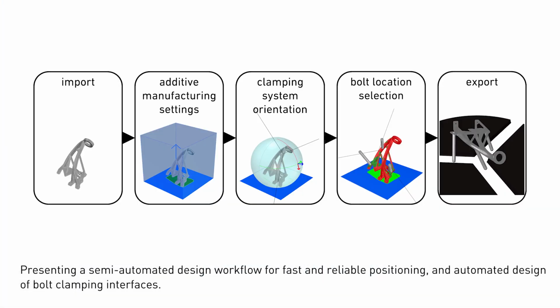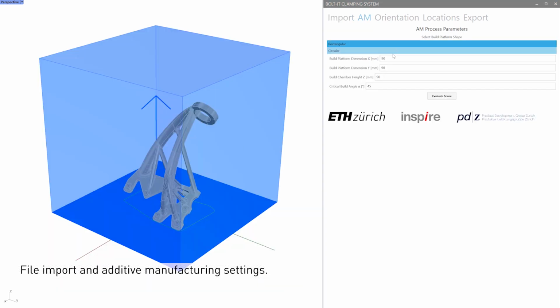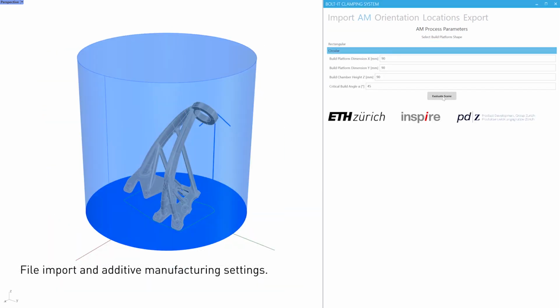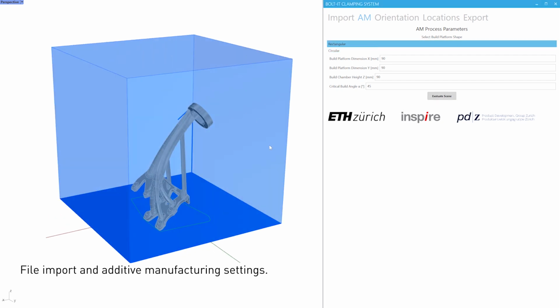Therefore, we present a semi-automated design workflow that enables a fast and reliable positioning and design of bolt clamping interfaces to post-process additively manufactured parts. After importing the part, settings for the additive manufacturing process, like the critical overhang angle and the shape and size of the build space, can be specified.